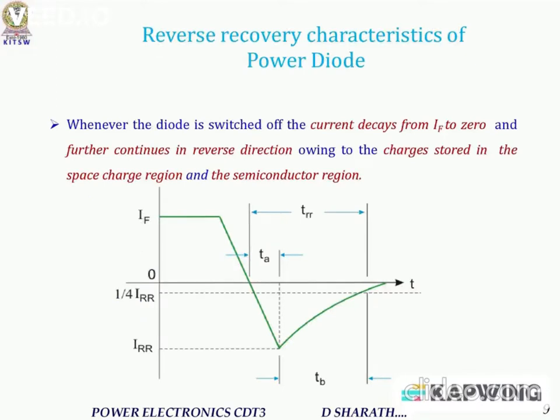Coming to the reverse recovery characteristics of the power diode, whenever the diode is switched off, the current decays from the forward current to zero. It further continues in reverse owing to the charges stored in the space charge region and the semiconductor region. This is the reverse recovery characteristic of the power diode. In this we have TRR, the reverse recovery time. It is the addition of TA and TB.